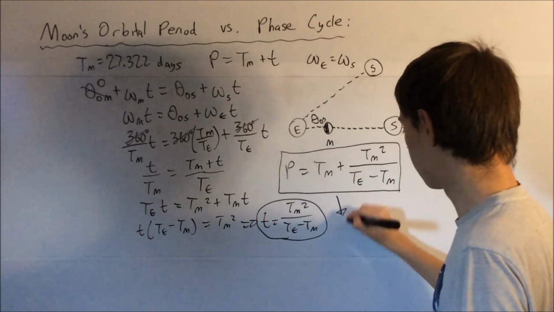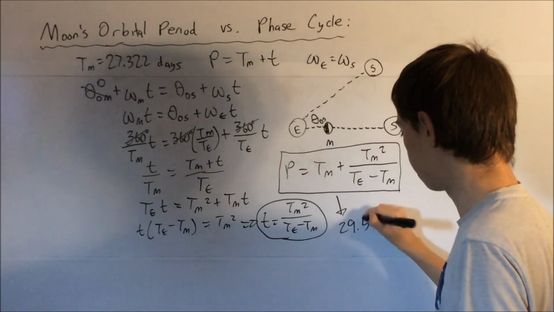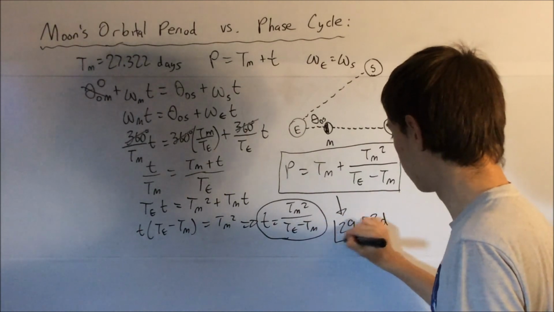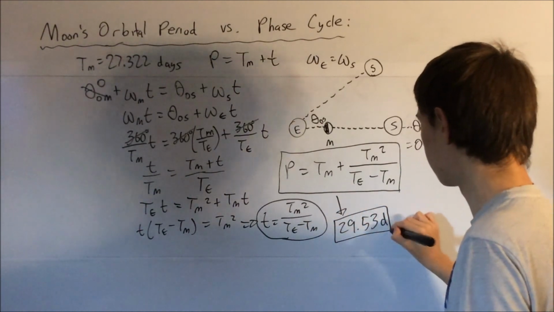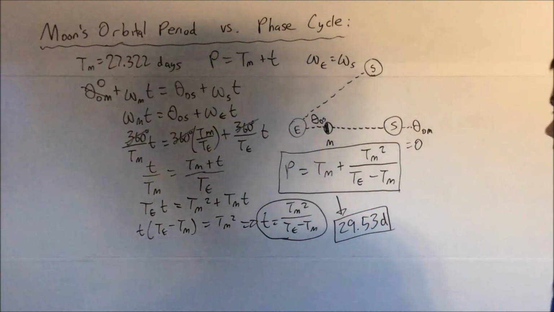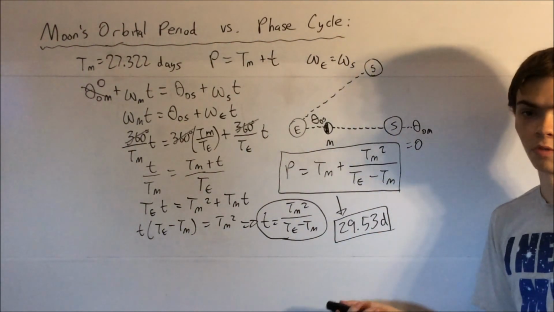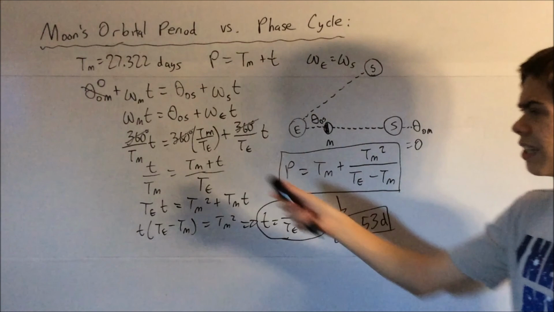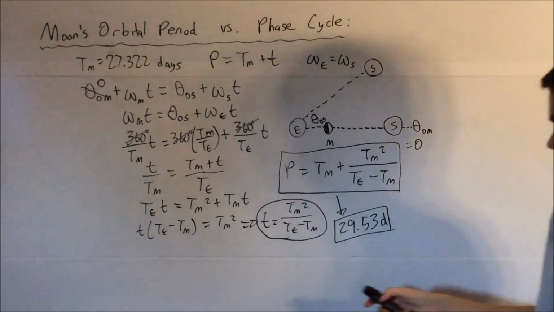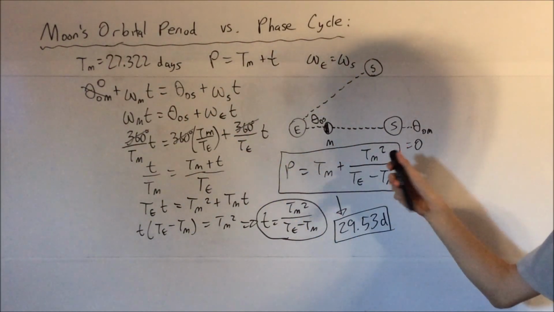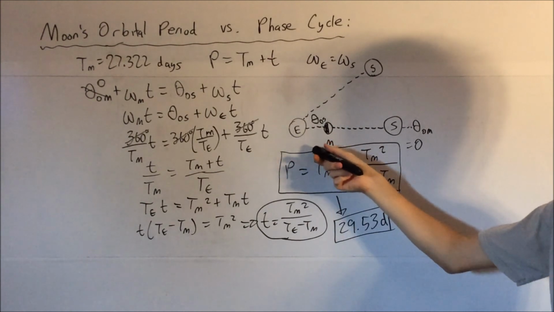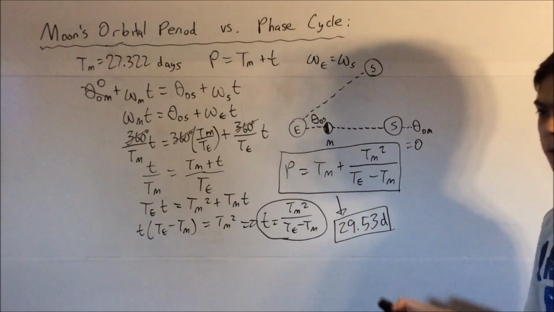you get about 29.53 days. In fact, it's really close to what you get on the internet. Basically, 29.53 days. That's the phase cycle of the moon. As you can see, it's slightly longer than the orbital period of the moon, and that's due to the fact that the Earth has to revolve a little bit more around the sun.